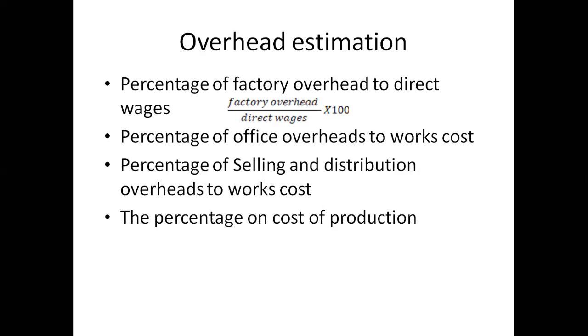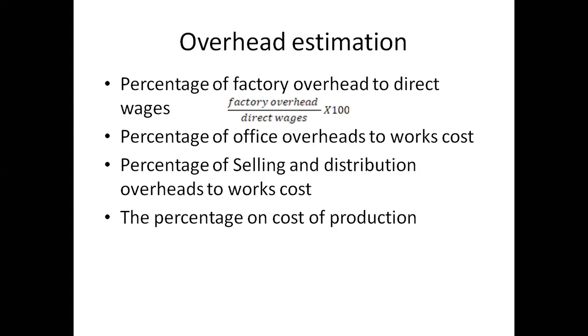Direct expenditure means if you want to produce a single product, you need a single unit of raw material. If you want to produce 500 products, 500 units of raw material are required. So this is called direct expenditure. Some indirect expenditures cannot be estimated directly, so they are estimated on the basis of direct expenditure.